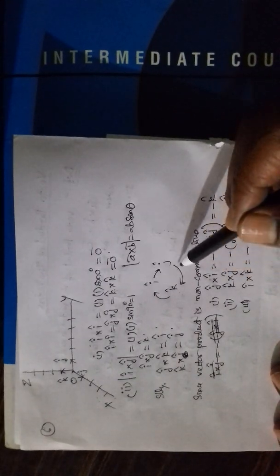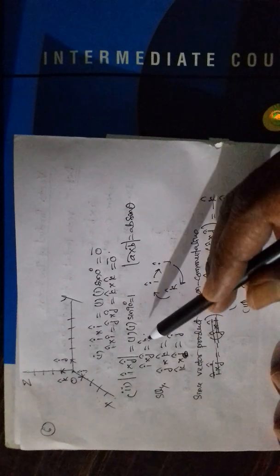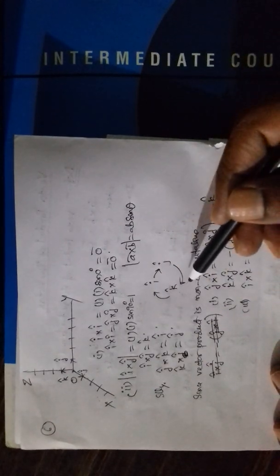So in this way, from this figure we can obtain this. If we go in the arrow mark direction, we get all positive things. If you go against the arrow mark, you get negative things. See, i cross j is equal to k, but j cross i, you are going against the arrow mark. Therefore, j cross i is equal to minus k. i cross k is equal to minus j. k cross j is equal to minus i. Like that, if you go in the opposite direction, you get minus values.